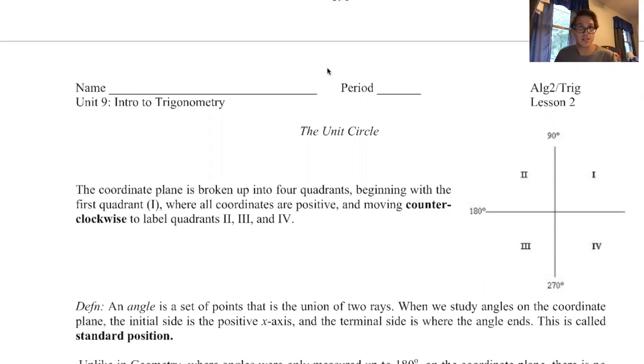So just to recap, in lesson 1, we introduced, or really reintroduced to us, the three basic trig functions, sine, cosine, and tangent, and remembered how to use those to find the lengths of different sides in a right triangle, but just based on their definition here.